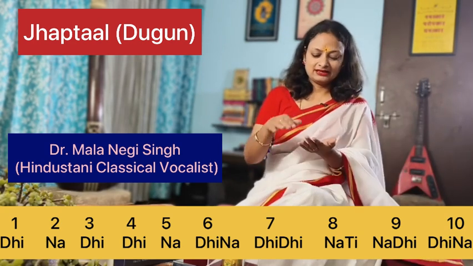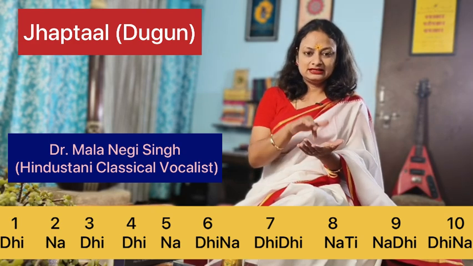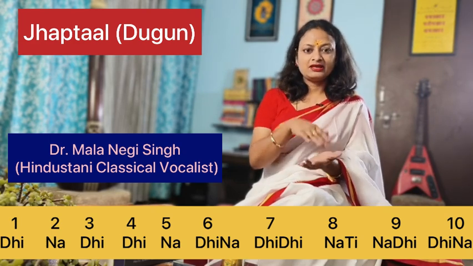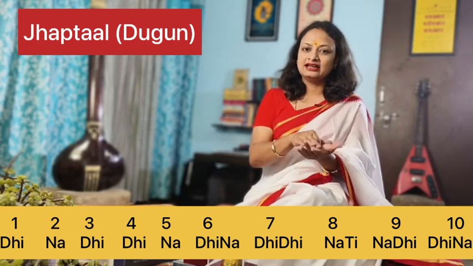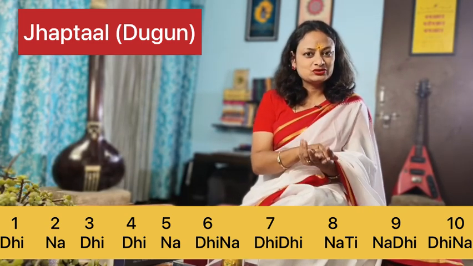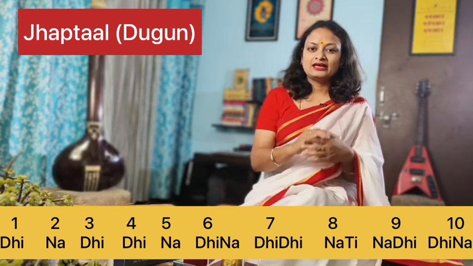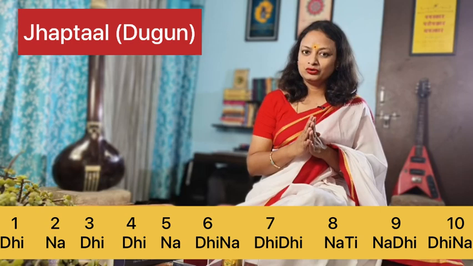All right. Dhi, na, dhi, dhi, na, dhi, na, dhi, dhi, na, ti, na, dhi, dhi, na, dhi. So this was Jhaptaal. We started its dugun from sixth matra onwards.